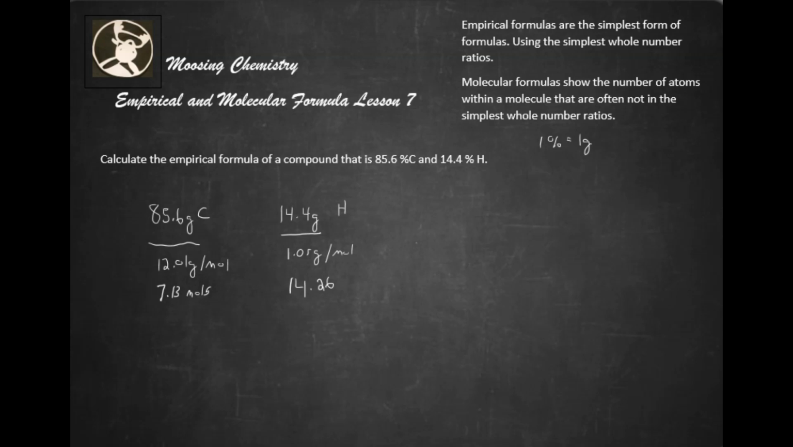14.26. So now we're going to divide it by the least number of moles there. So we go 7.13 there, and of course 7.13 there. This is going to give me 1 for our carbon, and as far as our moles for our hydrogen, we've got 14.26 divided by 7.13, and that's going to give me exactly 2. So this will give me 1 carbon and 2 hydrogen.